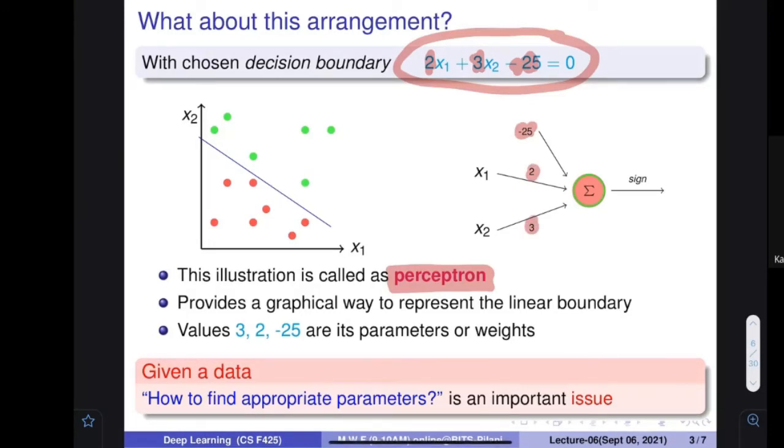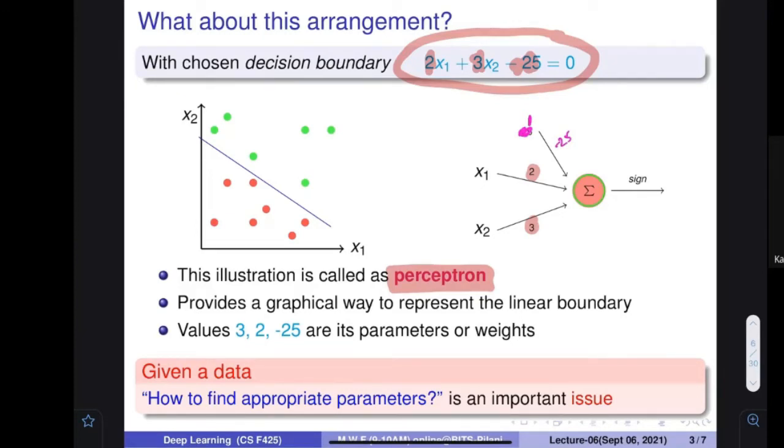You may think, sir, you have put it here instead of having it on the line. Okay, minus 25, you can put it here and put 1 over here. This can also be a standard equivalent notation, so no problem in that. So this way you can say that perceptron is a linear decision boundary.